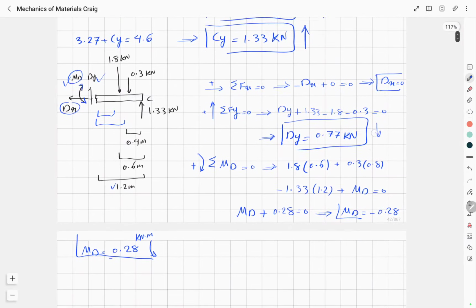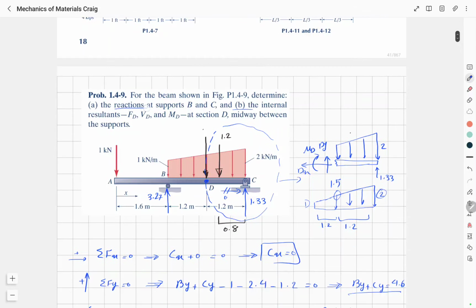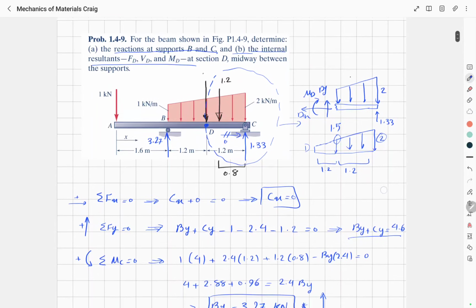That's it. We determined the reactions at the supports and the internal forces at point D.